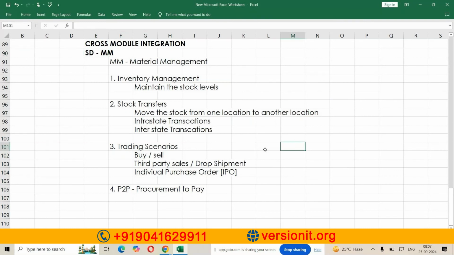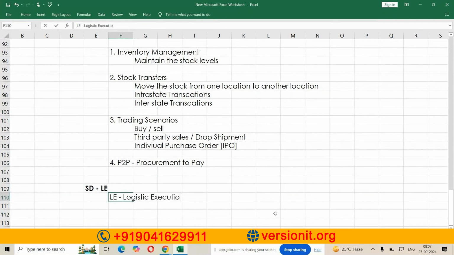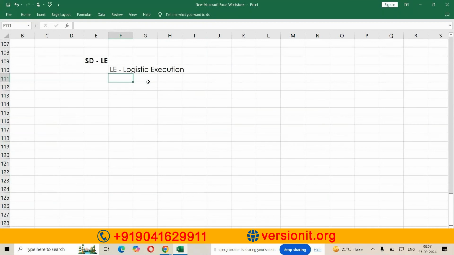At the same time, we try to work with LE integration. As I mentioned, this is going to be part of your course curriculum, where LE stands for Logistics Execution. They play a very important role in performing all the activities related to shipment and transportation.